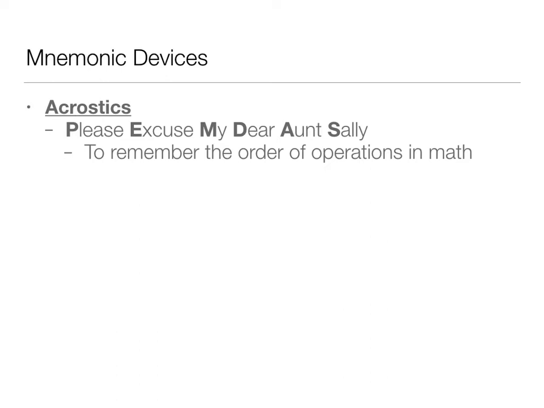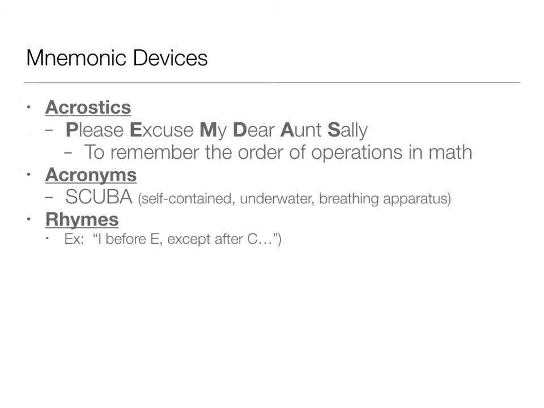Because it's an easy way to remember the letters. It's a lot harder. We know we're not good at just memorizing random orders of letters. So just memorizing P, E, M, D, A, S is a lot harder than memorizing please excuse my dear Aunt Sally, which has more of a meaning attached to it. Acronyms are another example. SCUBA is an example of an acronym, and it actually stands for Self-Contained Underwater Breathing Apparatus. And again, this contains a lot of information.